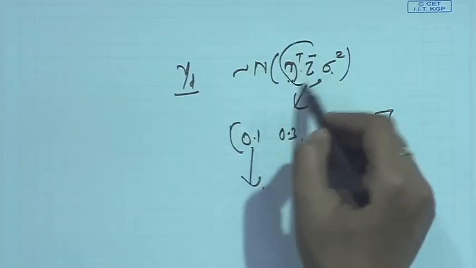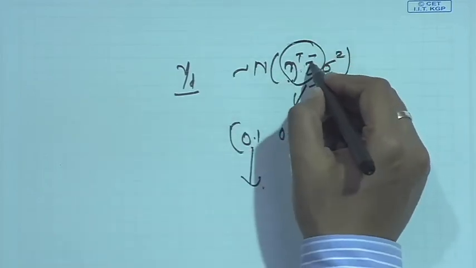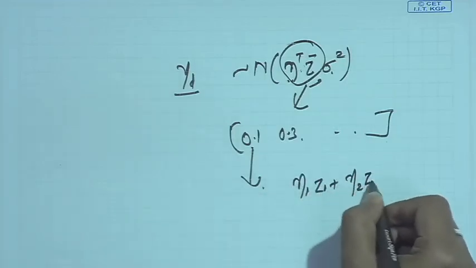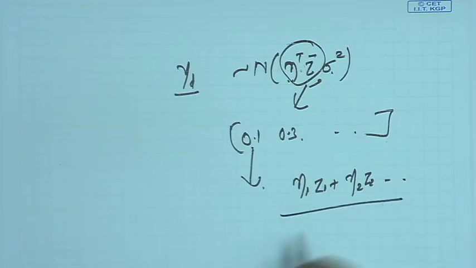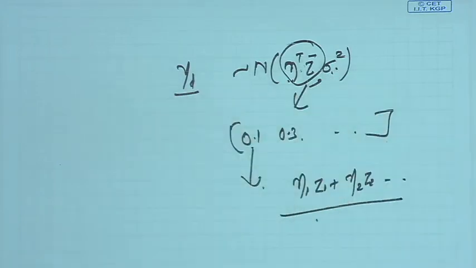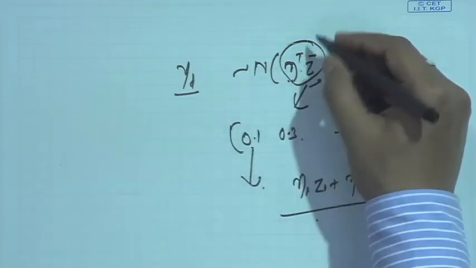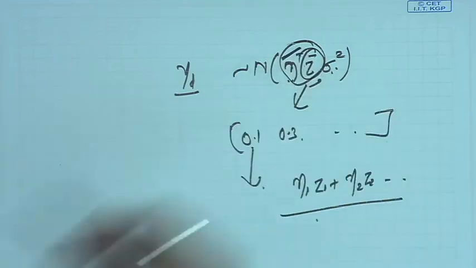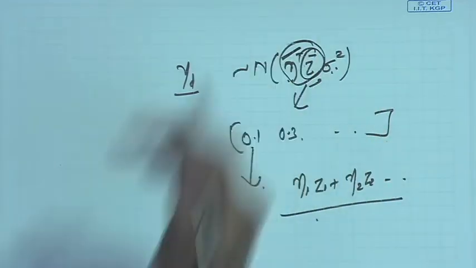Eta transpose Z bar will give you a scalar: eta 1 Z1 plus eta 2 Z2 and so on. This will be a scalar, so this will be your mean, and with this variance you will sample your response. So what you need to do is find out your Z bar and estimate your etas. You have to estimate both Z bar and eta from your model.